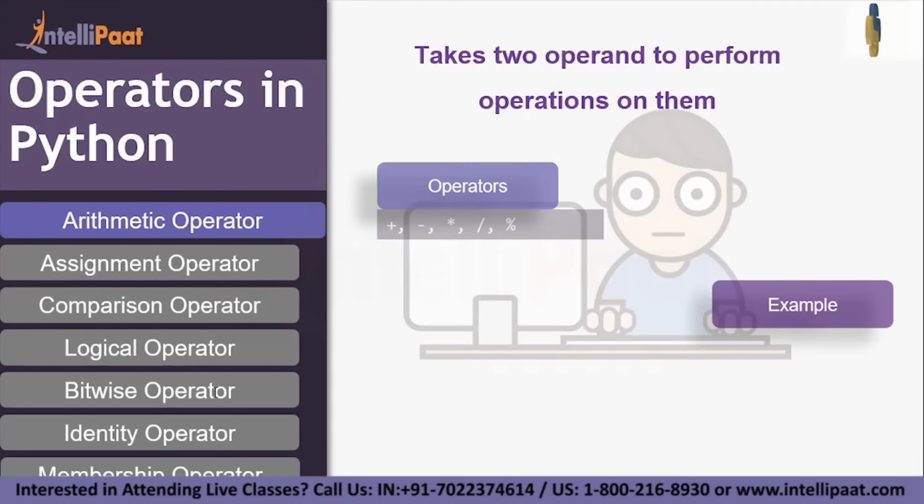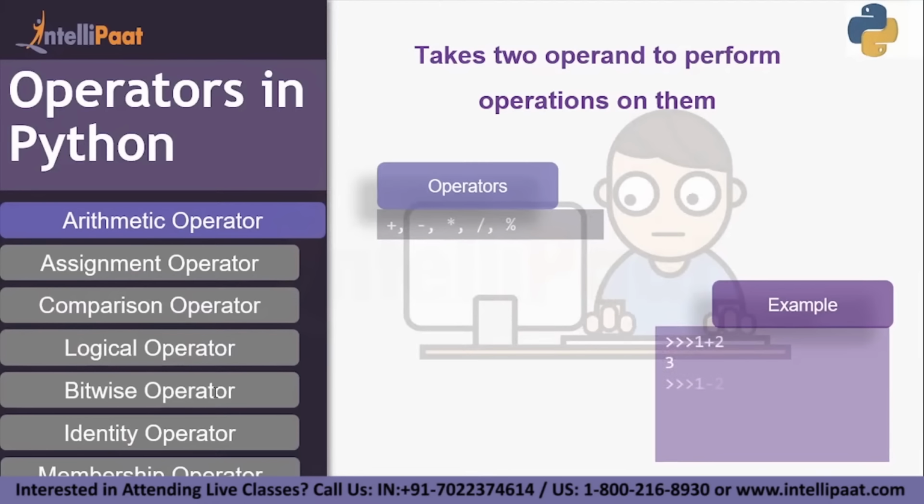Let me just show you one more example. Like 1 plus 2. So here 1 and 2 are the operands, and plus here is an arithmetic operator. 1 minus 2. Again minus is an arithmetic operator. 2 mod 1. Mod is what? Arithmetic operator. Alright, let's move ahead.